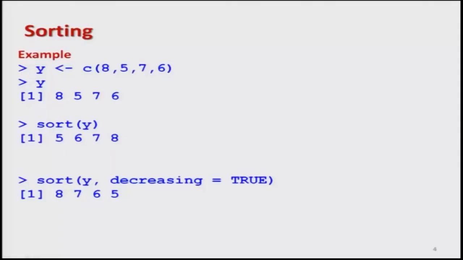So now let us take an example and try to understand how R is working. I take a vector of 4 values, 8, 5, 7 and 6, combined by this c, and this vector is our y. You can see here this is my y vector. Now let us see what the sort command does over this vector y. One thing you have to keep in mind is that the default is to arrange the values in ascending order.